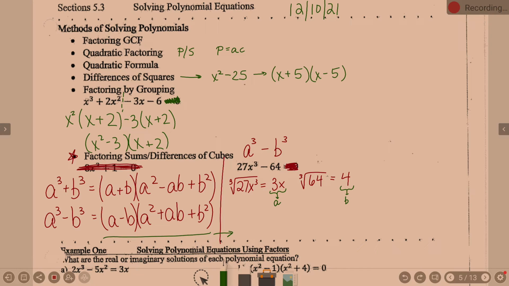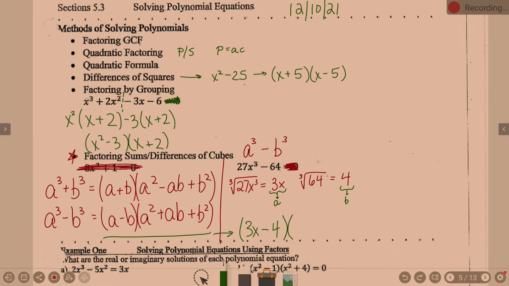So first thing I'm going to do is fill in this binomial here. Binomial means, remember, it's two terms. So it's parenthesis, a minus b. So what was my first cube root? 3x. Keep the same sign that was in the given problem, which is minus. What's the cube root of the last term? 4. Are we okay with that?